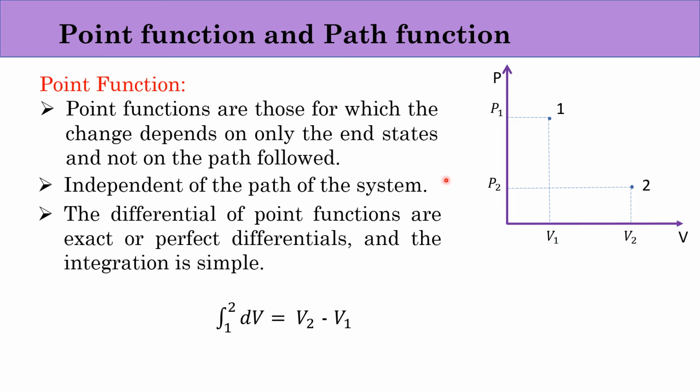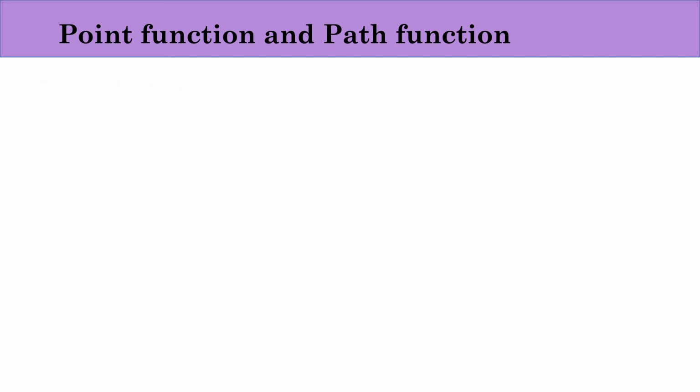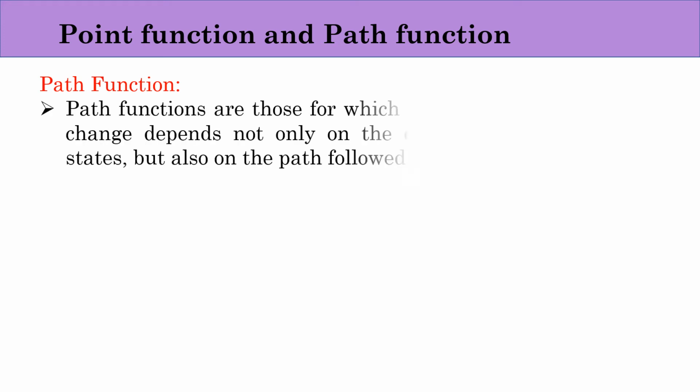The same is the case for pressure. So all the thermodynamic properties like pressure, volume, temperature, entropy, enthalpy, all these are considered to be point functions. Now let us see the path function. The curve which joins the initial state and the final state is called the path. So we can define it as: path functions are those for which the change depends not only on the end states but also on the path followed.